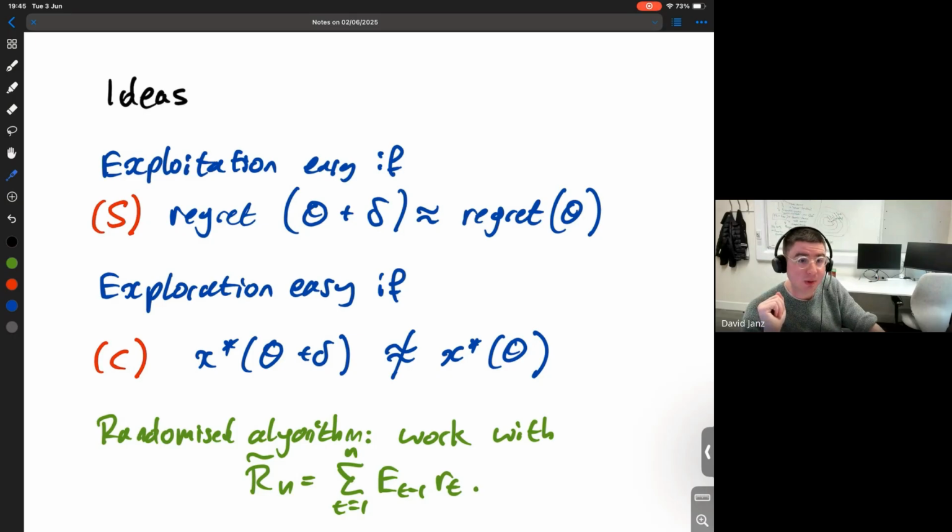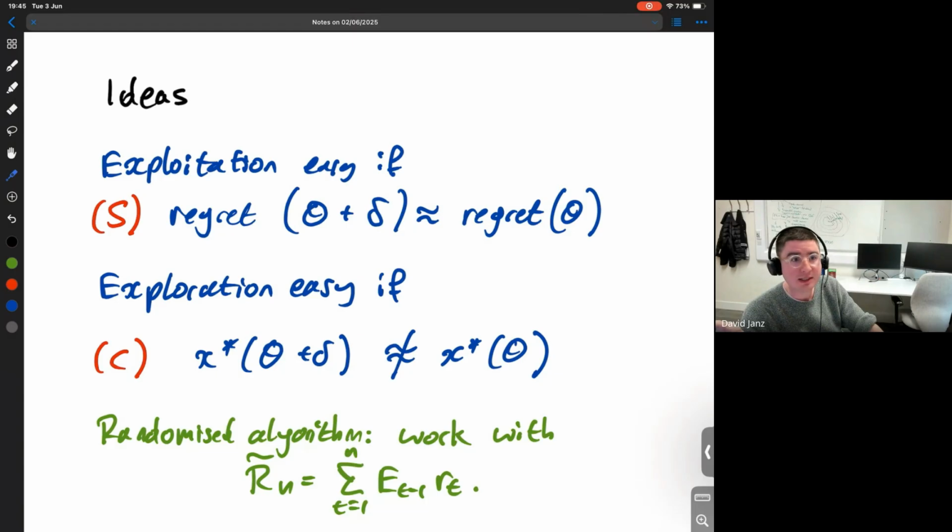And now exploration is easy if, when you perturb the parameter by a little bit, by delta, the optimal arm changes by a lot. This means that small perturbations in the parameter space lead to large perturbations in the actions you take, and you're exploring a lot.